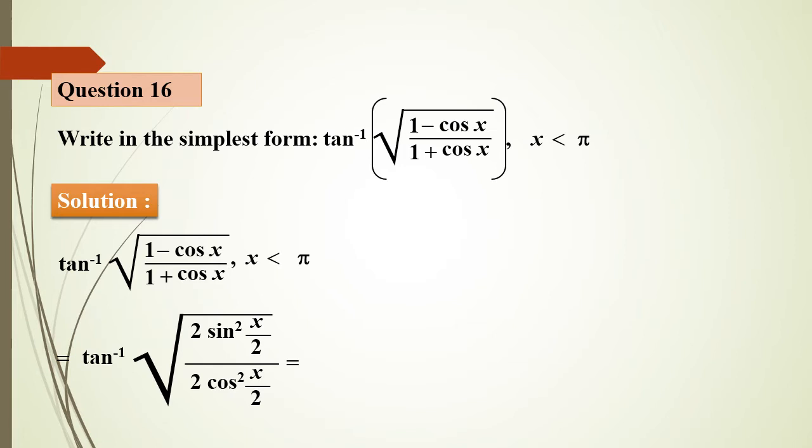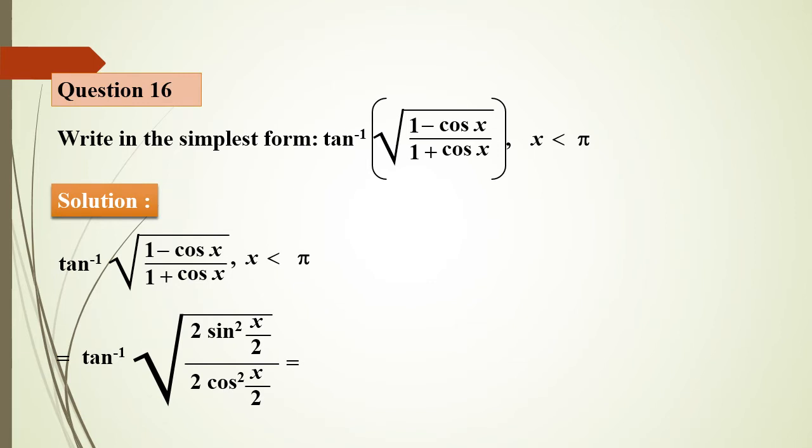Cos x, its half angle formula is cos square x by 2 minus sin square x by 2. So 1 minus sin square x by 2 can be written as cos square x by 2. So in total, 2 cos square x by 2 will be present in the denominator. So 1 cos square x by 2 plus 1 cos square x by 2 will be 2 cos square x by 2. The 2 and 2 both are gone from the numerator as well as the denominator.